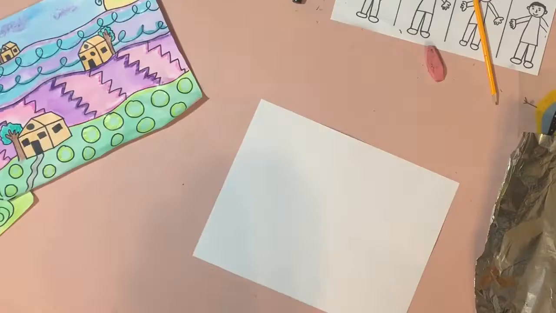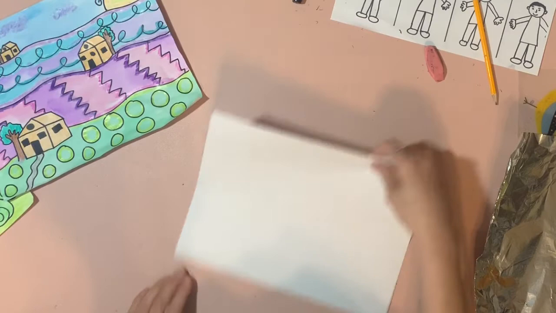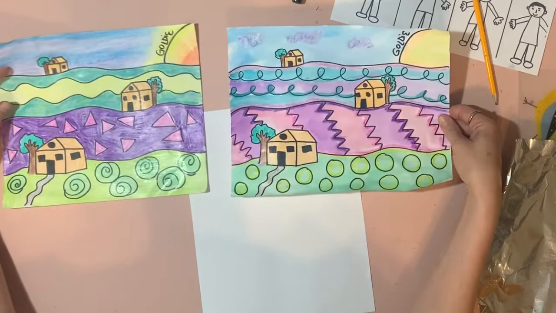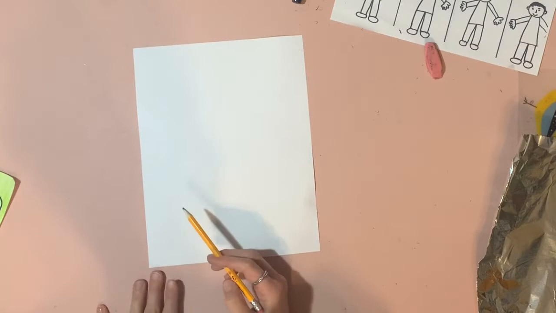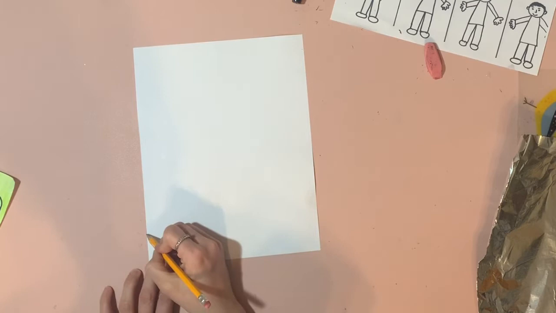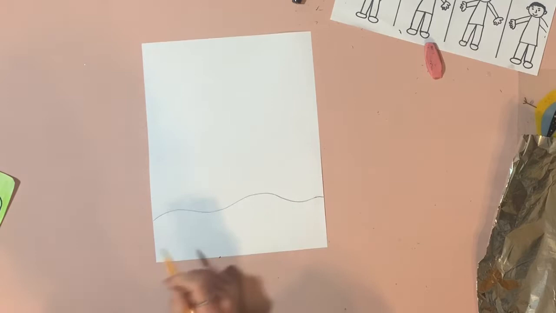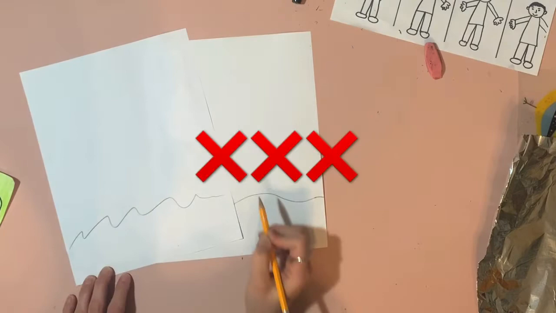Okay, artists, the first thing we need to do is decide if we want to make our paper going vertical up and down or horizontal side to side. These two I did horizontal, so maybe this one I'll do vertical. The first thing we're going to do is our three sets of hills, one for the foreground, one for the middle ground, one for the background. So we want to make the hills nice and smooth. In other words, artists, we don't want to do this. Right? Just nice and smooth.